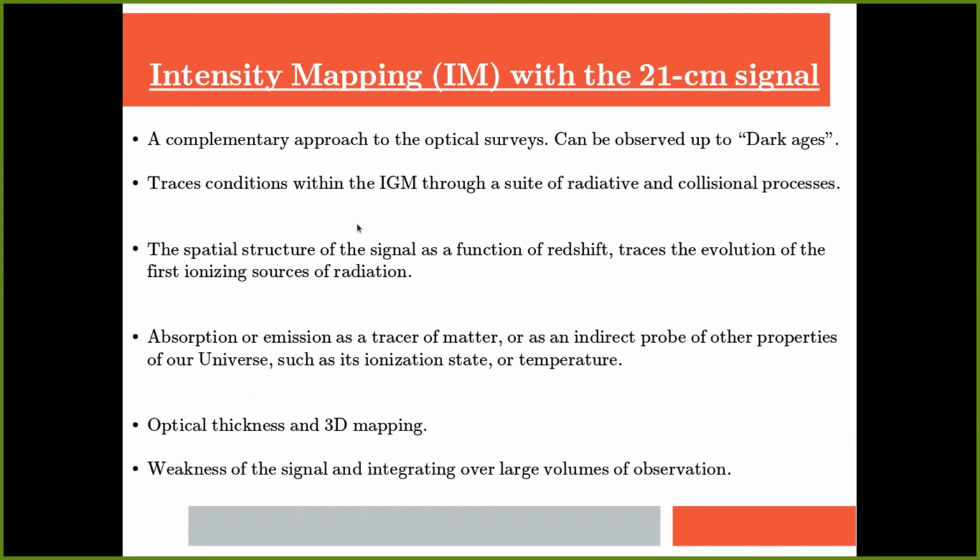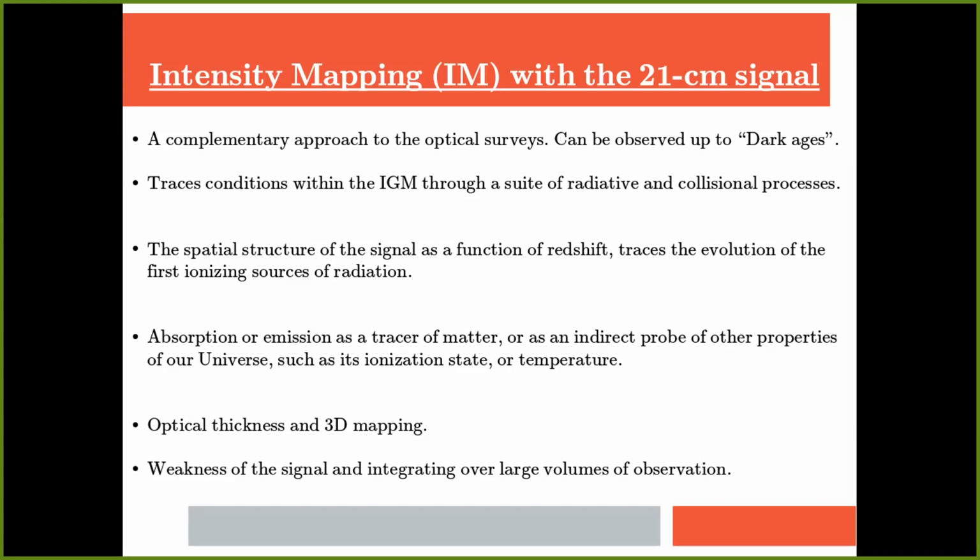So what we are trying to do is intensity mapping with the 21 centimeter signal, which is a complementary approach to the optical surveys, the spectroscopic and photometric surveys that have historically been used to observe the high redshift universe. However, note that the 21 centimeter signal may be the only way to probe the dark ages where there were no luminous objects.